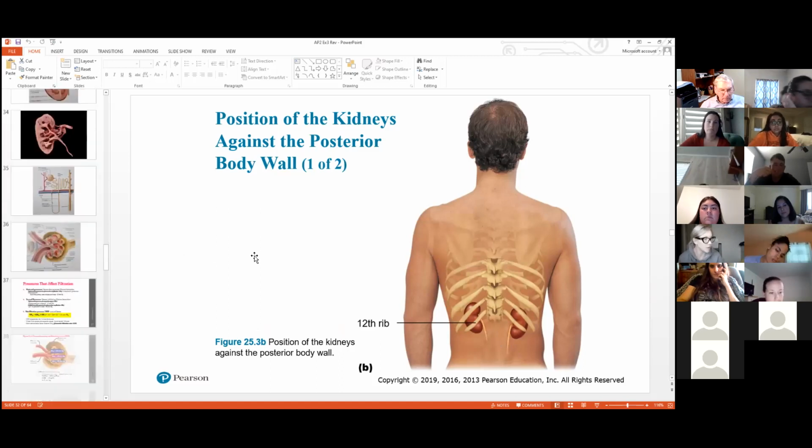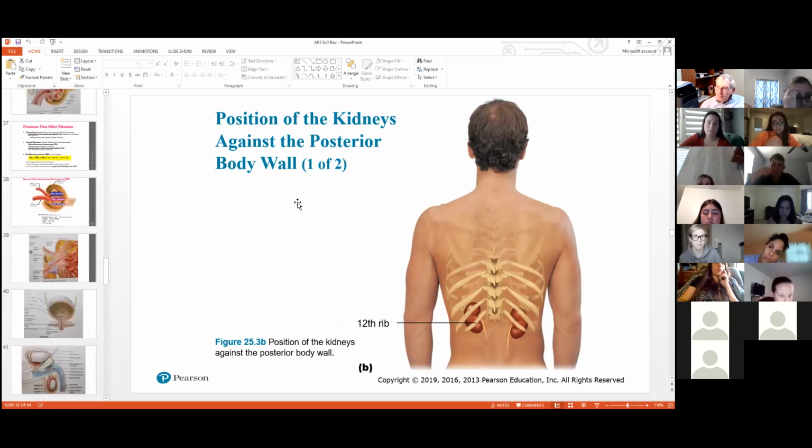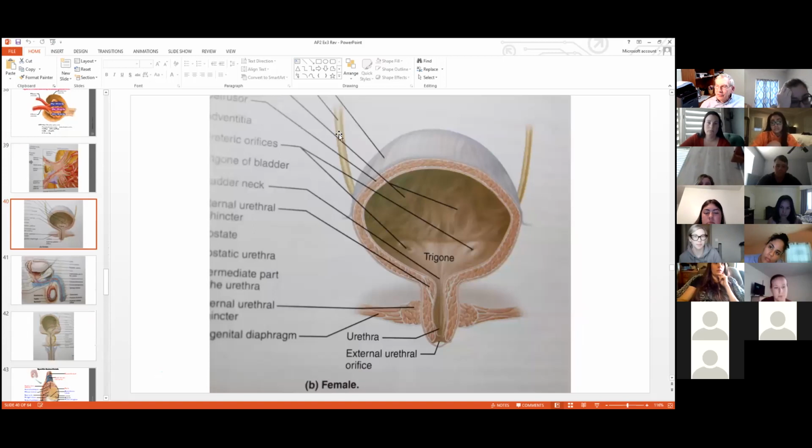Urinary bladder. The urinary bladder, notice how the ureters come in at the bottom. Two ureters come in, and this bottom makes a little triangle. These two ureteral openings with the urethral opening make a little triangle base. That's called the trigone.